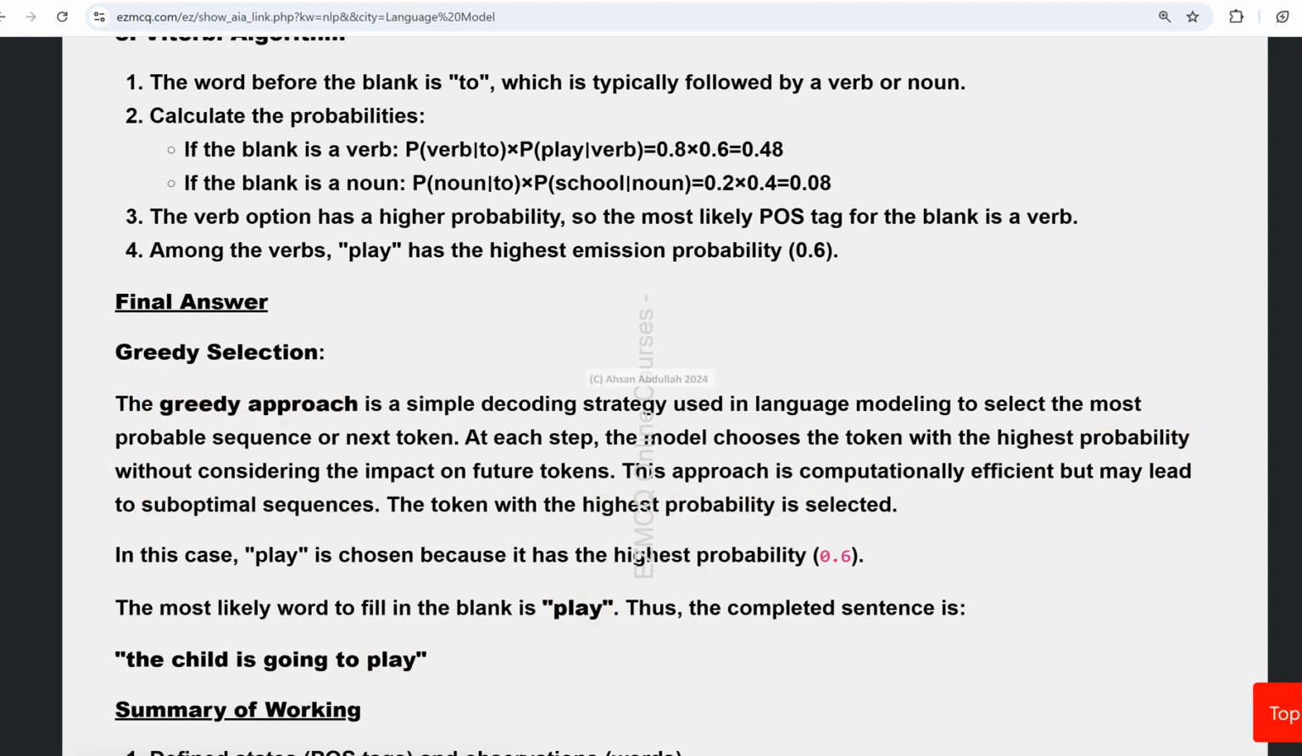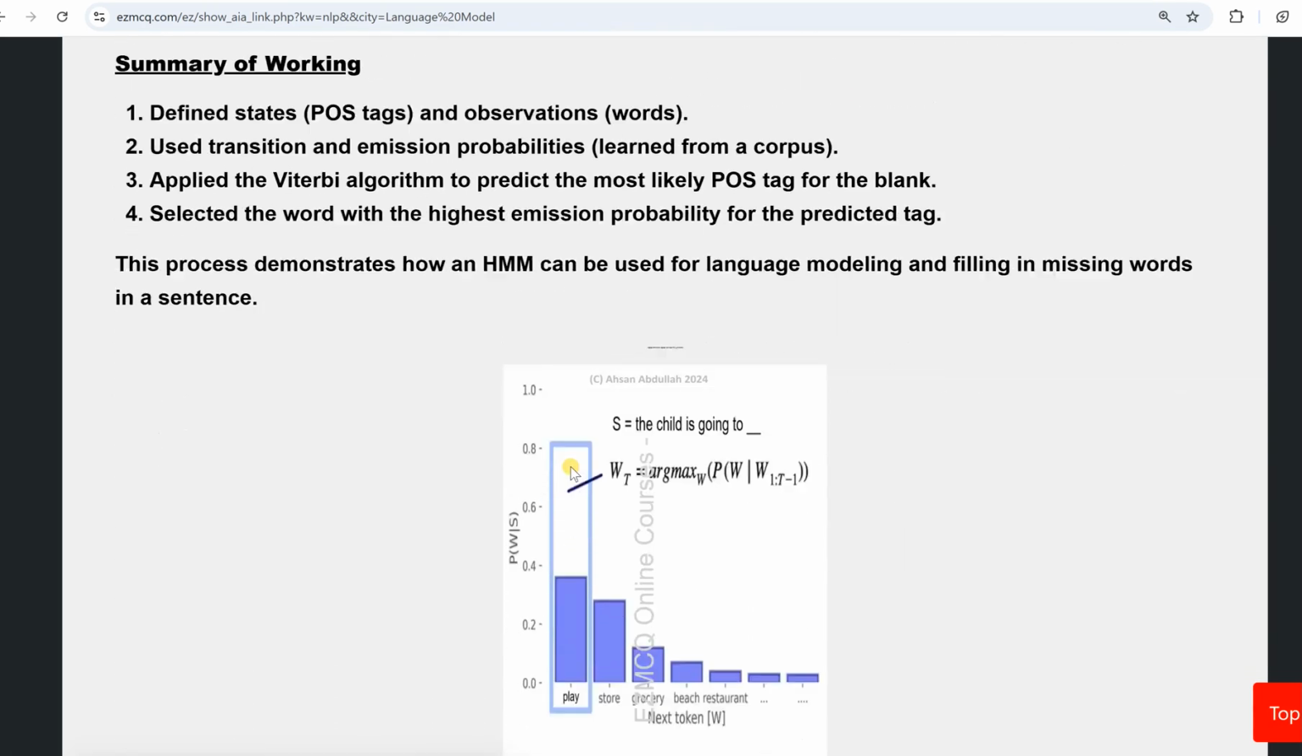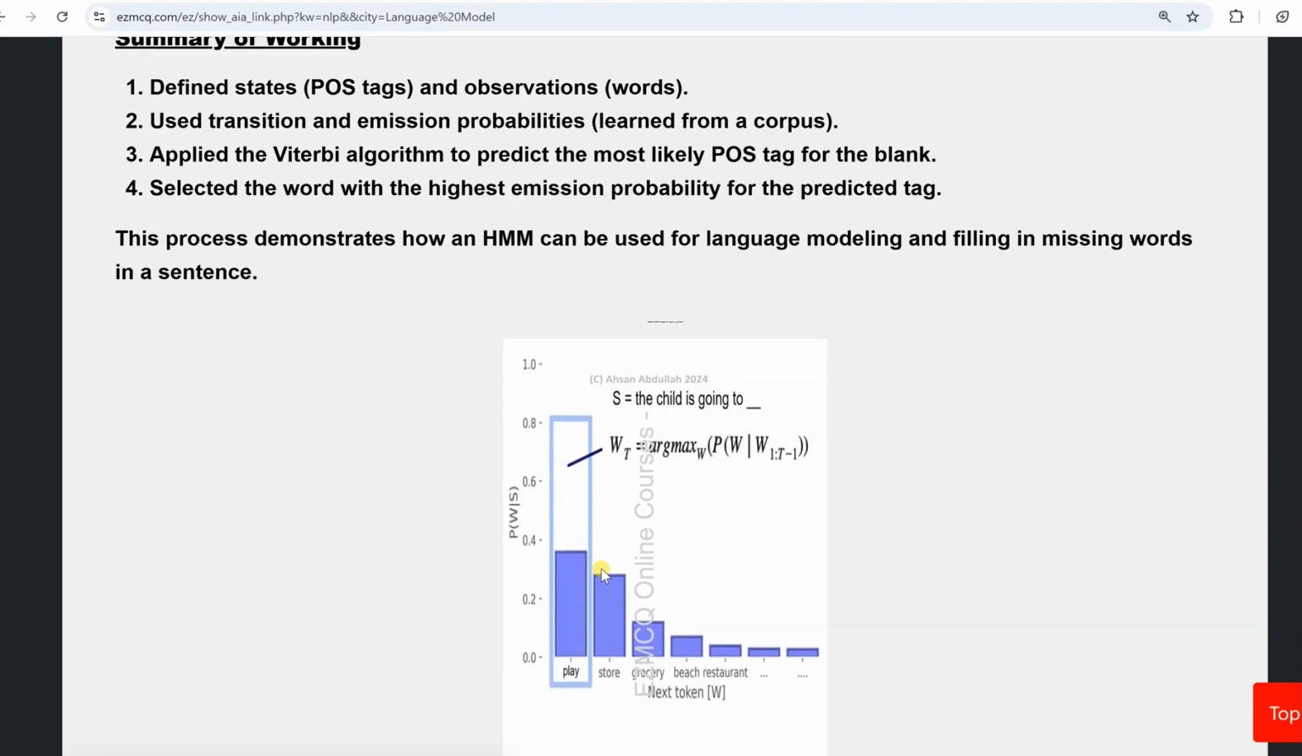All right. So this is the summary, and this is the diagram, which basically shows the conditional probability: what is the probability of getting a word based upon the sentence, the child is going to, with the last word left blank. These probabilities are calculated based upon the corpus, and we can see that the probability of play is the highest among all of them, right? It should actually have been 0.6 here, and it's the highest, and therefore it was selected.